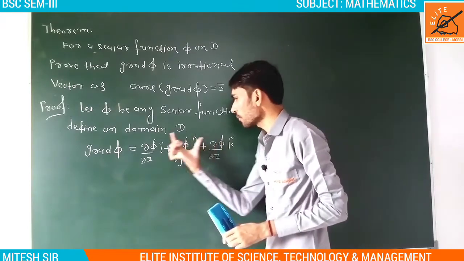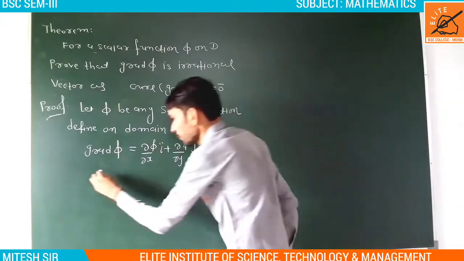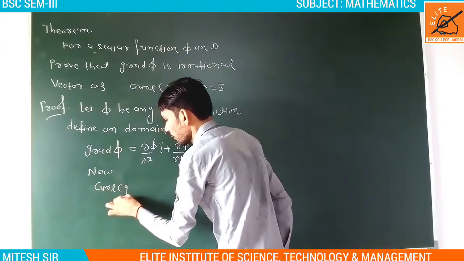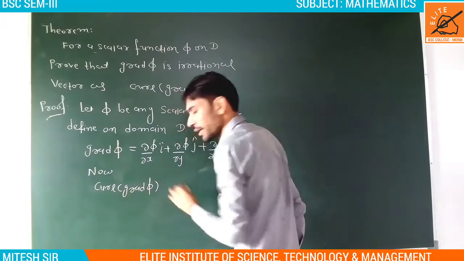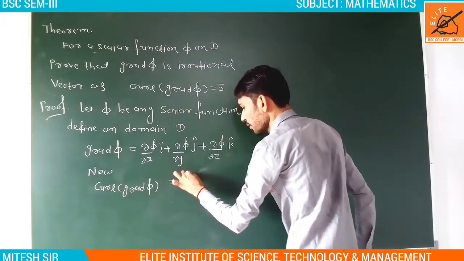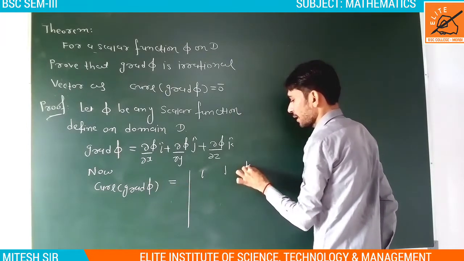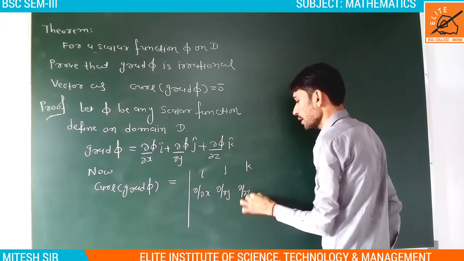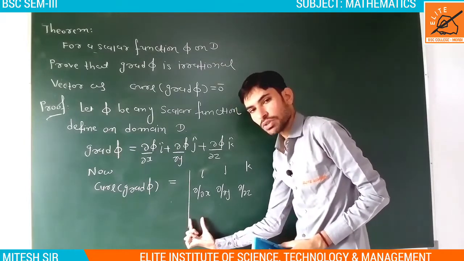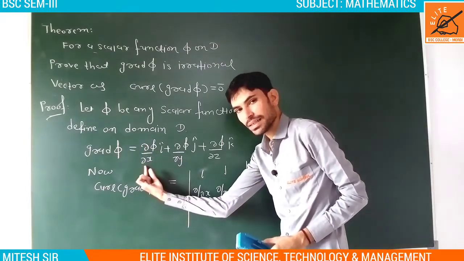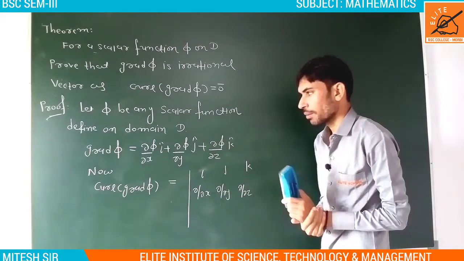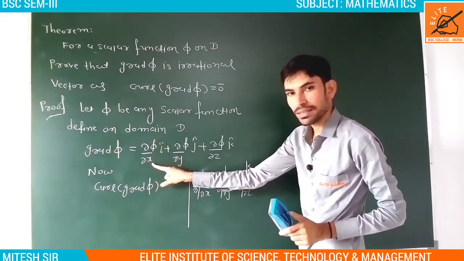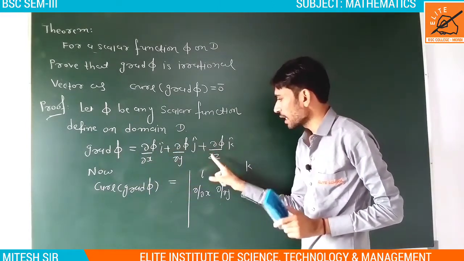Now we find the curl of this gradient phi. Curl of gradient phi is equal to, as you know, the formula of the curl, the determinant with i j k, del by del x, del by del y, del by del z, and then our terms f1, f2, f3. Our f1 is del phi by del x, our f2 is del phi by del y, and our f3 is del phi by del z, because here we find the curl of gradient phi.